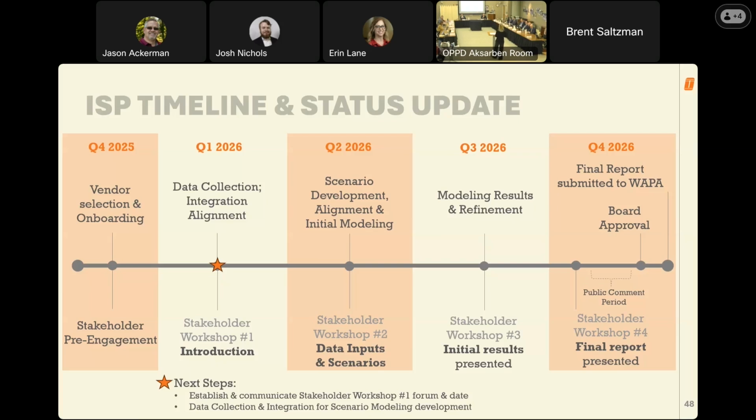Next steps, we are very focused on data collection and integration of what the modeling needs to look like between all of the different efforts there. So that's our current push right now, as well as trying to plan for workshop number one. Right now, we anticipate workshop number one will be at the beginning of March. So we're planning that effort right now. If there are any questions on the ISP, happy to help, or there are quite a few individuals in the room who would have additional information too.